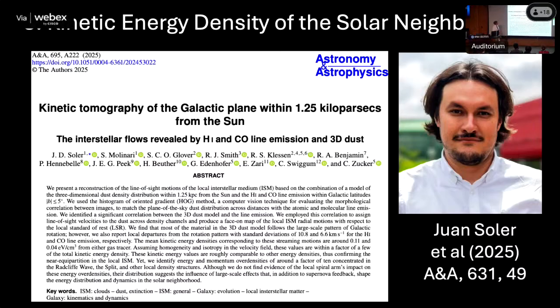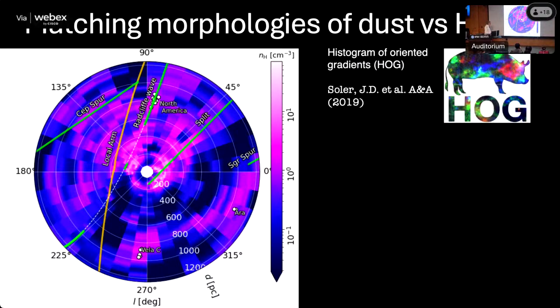And so what Juan did is he actually took the 3D dust maps now available and tried to link up, in the same way that Theo described in the morning, clouds seen in velocity space with clouds seen in dust 3D space. This is a lot harder than it sounds, and so I think there's going to be a period of shakeout in this technique. But the method that Juan uses is something called the HOG, the histogram of oriented gradients.